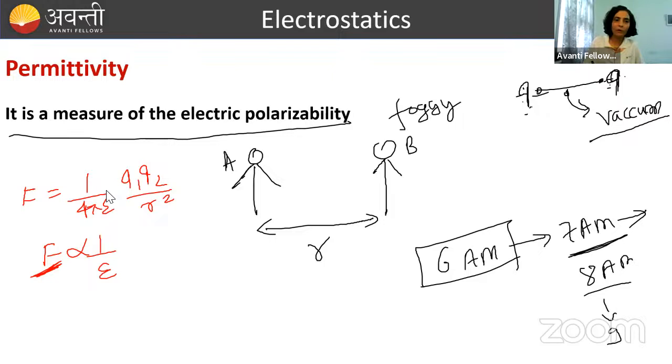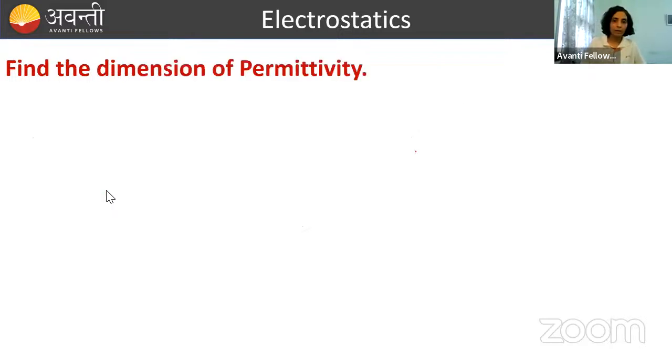So in case of vacuum, permittivity is how much? Epsilon naught, and epsilon naught value is very much less. And that is why in case of vacuum, you will get the highest amount of force between these two charges. As you increase the medium, what will happen? The value of epsilon will increase. And if that increases, the force value will decrease. So this is the role of permittivity in the force acting between two charges at a certain separation. Done. I hope it is clear.